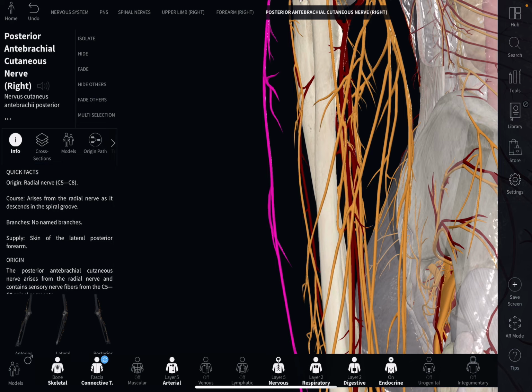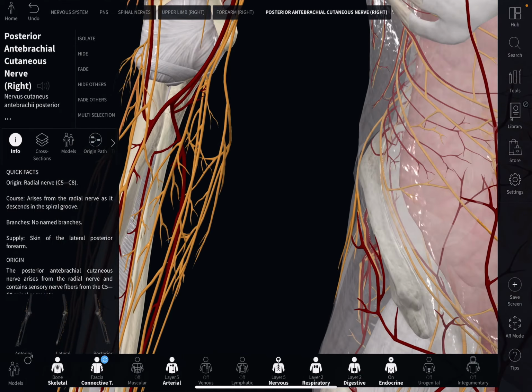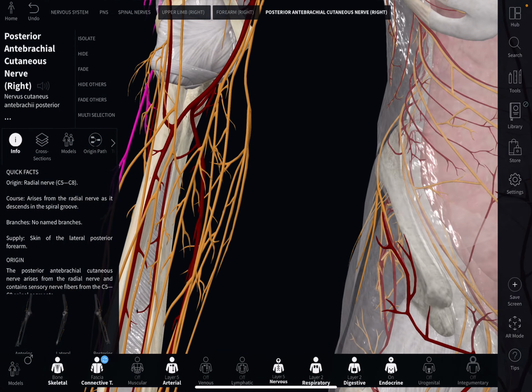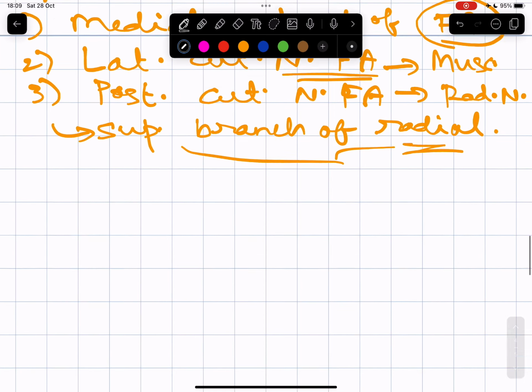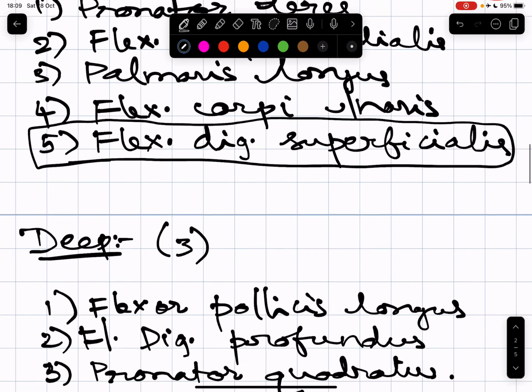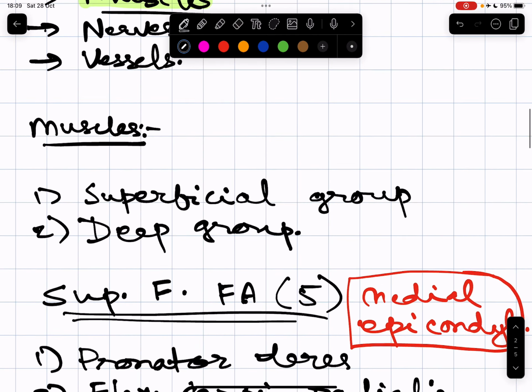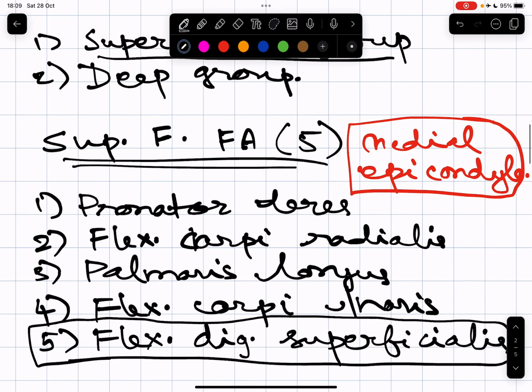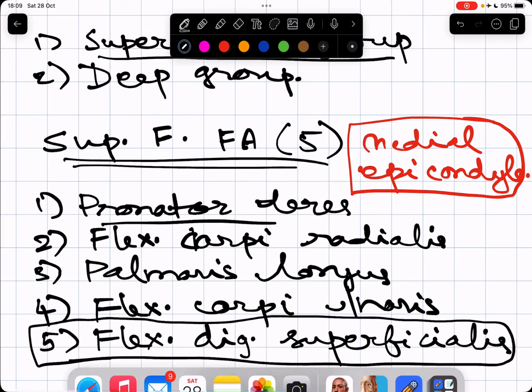Right. Now let us talk about individual muscles. I've already given you the list of muscles that we find on the front of the forearm. So we will discuss these muscles one by one, starting with the superficial group. The first muscle here is the pronator teres muscle.